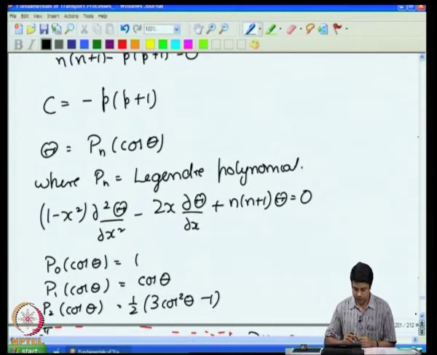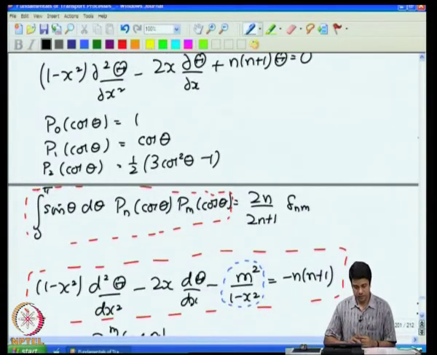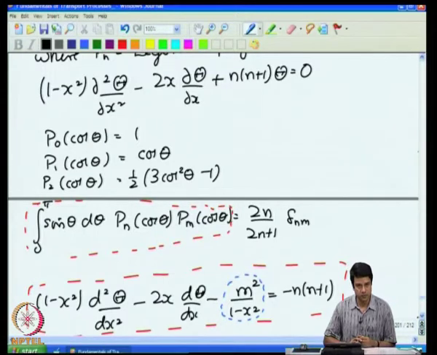And I showed you P0, P1 and P2 for this case: 1, cos theta and 3 cos square theta minus 1. And for the more general case, there is an orthogonality relation for these Legendre polynomial functions. They are orthogonal to each other over the domain theta going from 0 to pi. The integral of Pn of cos theta, Pm of cos theta, sin theta d theta from 0 to pi is equal to delta nm, non-zero only if n is equal to m, times 2 by 2n plus 1.